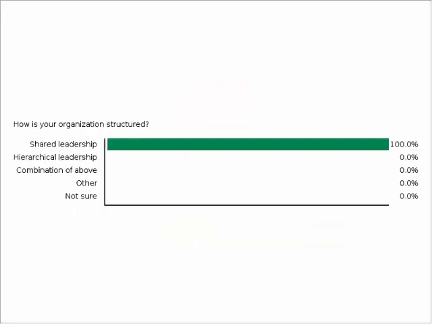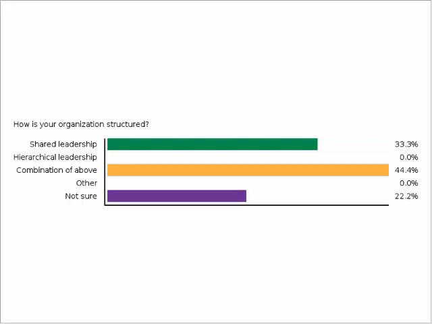I wanted to ask you guys, how is your chapter or state organization structured? Go ahead and answer, and then I will tally the results. So here are the results. It looks like no one is doing hierarchical leadership. There are a number doing shared leadership, a number doing a combination, and some have another structure that they're using, and some are not sure. Well, I think defining what kind of leadership structure you have currently is an important thing to understand in case you decide that's not working for you, what changes to implement, and that sort of thing.